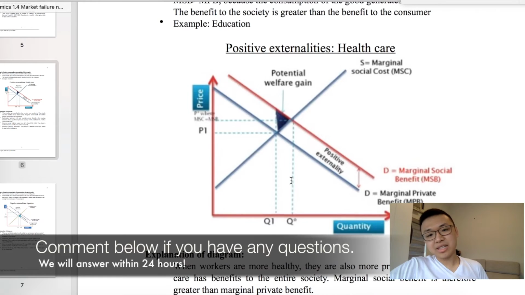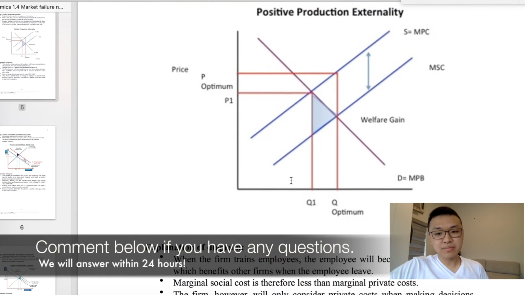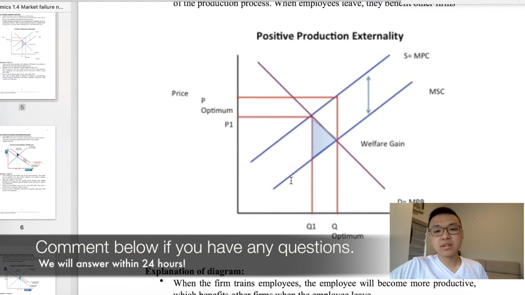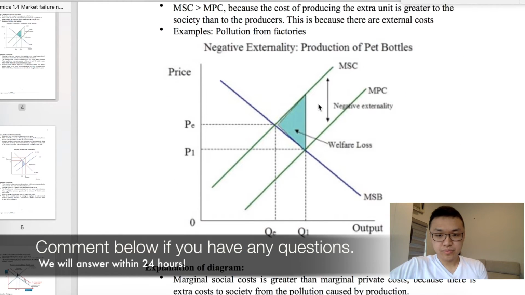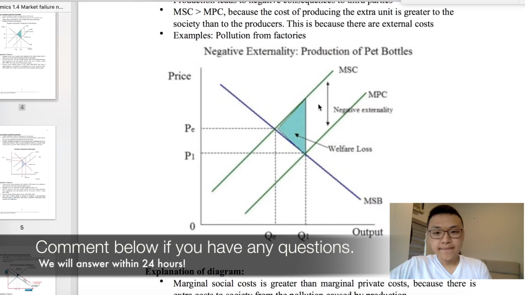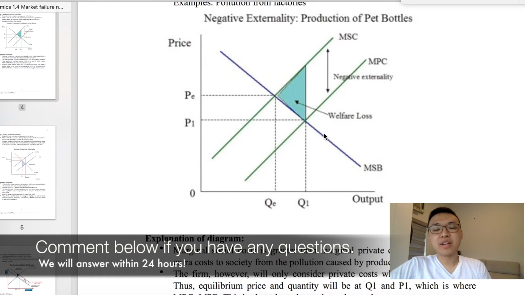I'll give you another example, right? Let's see, this one. Negative production externalities. Negative production, so the social cost is greater than the private cost. We draw two supply curves, social cost higher than private cost. And then we just identify the market equilibrium.